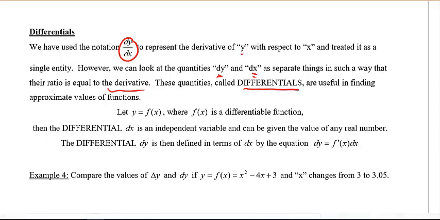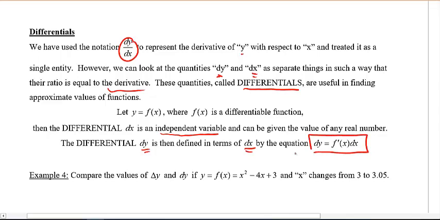So when I say let y equals f of x, where f of x is a differentiable function, then the differential dx is like the independent variable, and it can be given a number or a value. Then also the differential, which is dy, is defined in terms of dx by this equation: dy equals f prime of x dx.